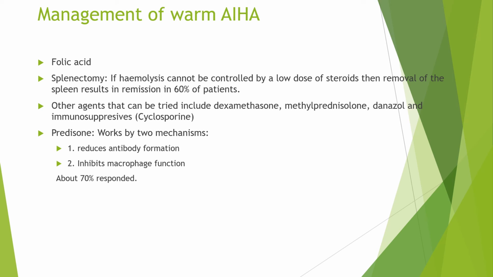Now we move on to the management of warm AIHA. The patient may be given folic acid to support erythropoiesis. Splenectomy may be performed if red cell hemolysis is out of control, even when the patient is given a low dose of steroid. It has been reported that 60% of patients reach remission status after splenectomy.